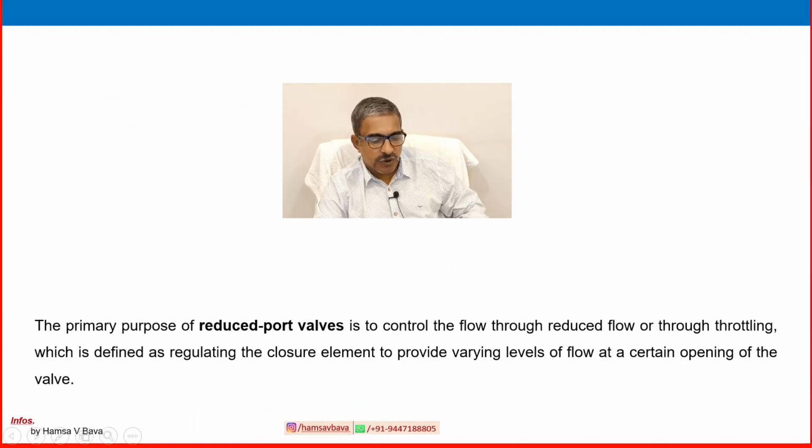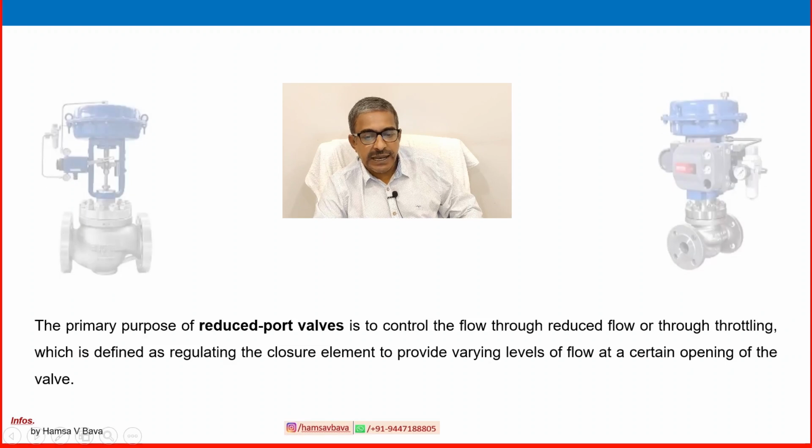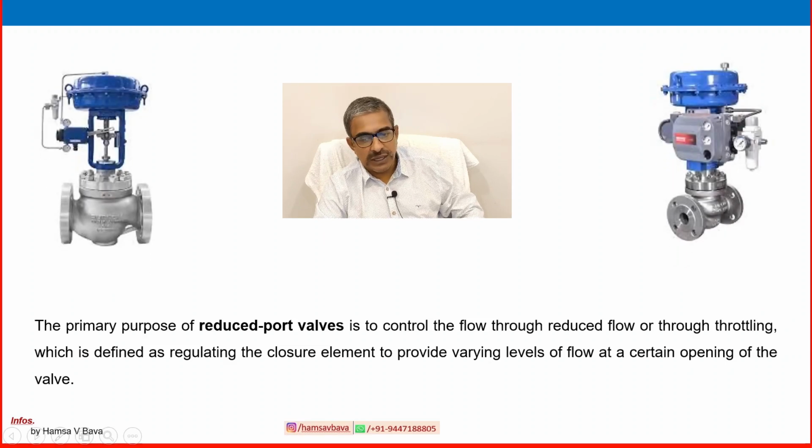The primary purpose of a reduced port valve is to control the flow through reduced flow or throttling. So the application is mainly in control valves, which are defined as regulating the closer element to provide varying levels of flow at a certain opening of the valve. So the main application is in control valve applications. This is the reduced port valve classification.